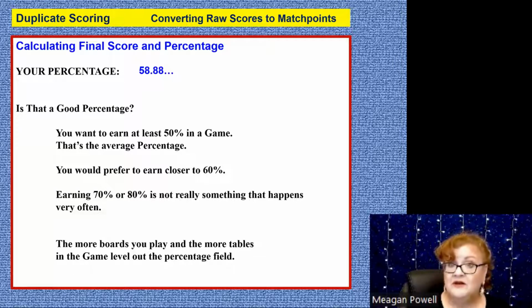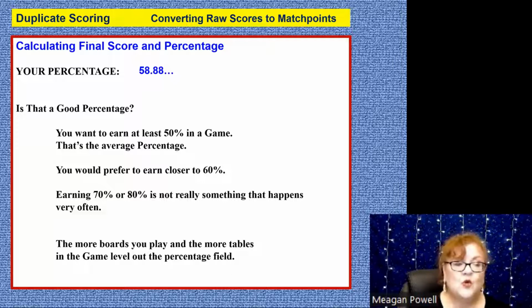70% games do happen. They're special. They should be celebrated. If you are a member of the ACBL and you get the monthly magazine, there is a section in the magazine every month that applauds those players who get 70% games. They happen occasionally. They are not happening constantly.